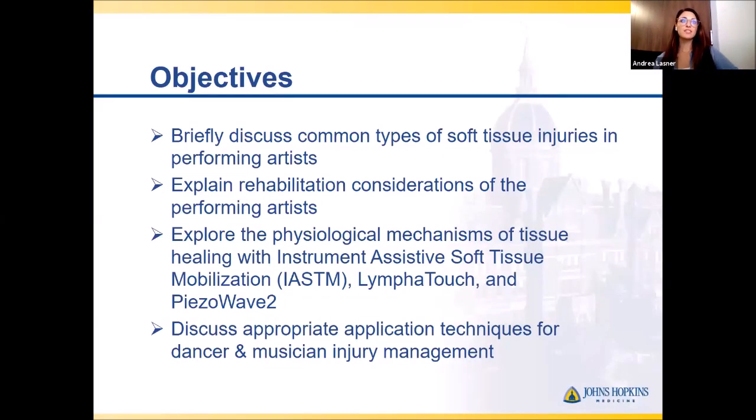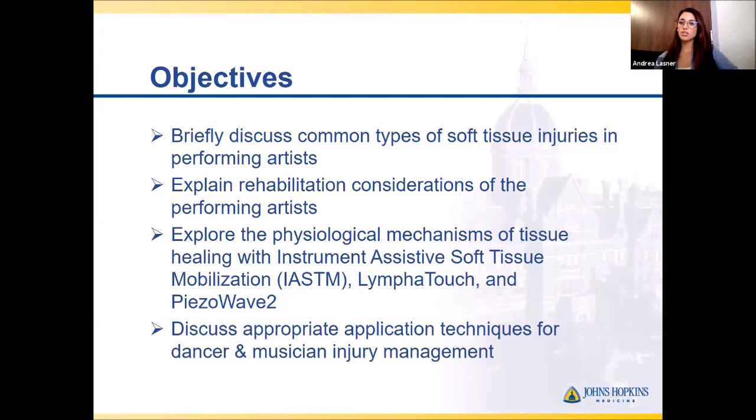So we'll talk about common soft tissue injuries that happen in performing artists. Today we're really going to be focusing on dancers and musicians. There's a whole umbrella of patients that fall underneath performing artists, but for today's sake and on our time, we're going to just talk about musicians and dancers.